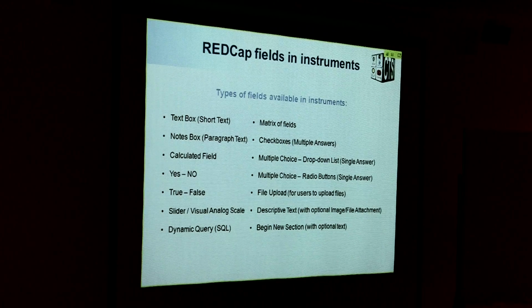This is where dynamic SQL comes in, and I have a slide later on to show you what it can do. Matrix of fields is similar to the multiple choice radio buttons, but it's a grouped field of those so that you don't have to put in the answer, agree, highly agree, stuff like that, many times with questions with the same answer. So that's where the matrix of fields comes in.